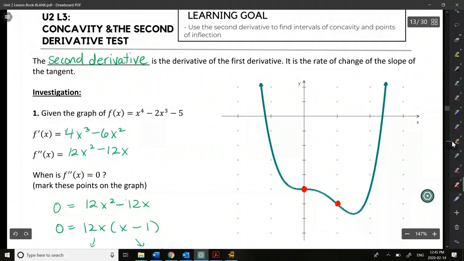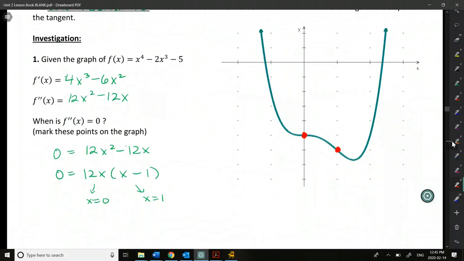All right, so your first derivative here and your second derivative are posted.